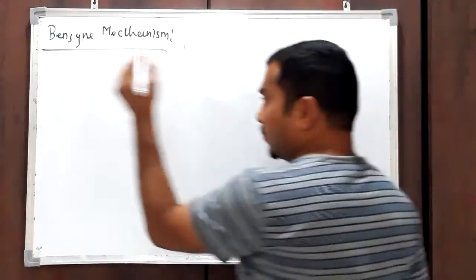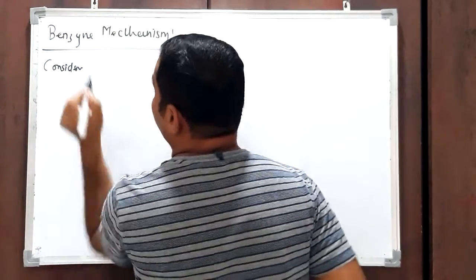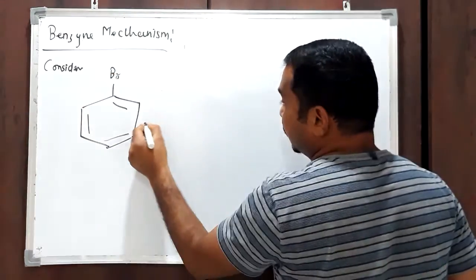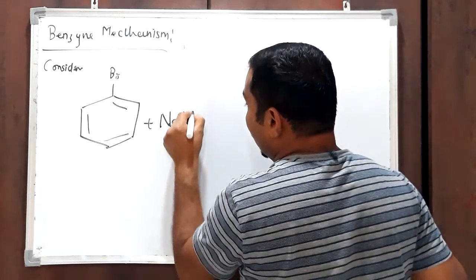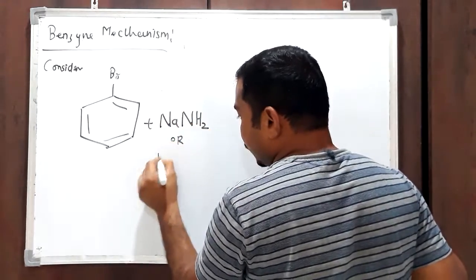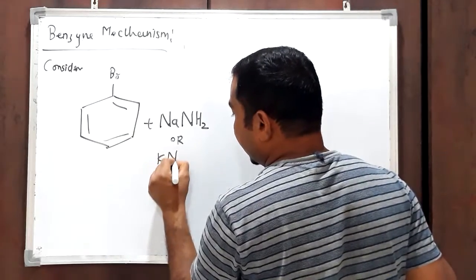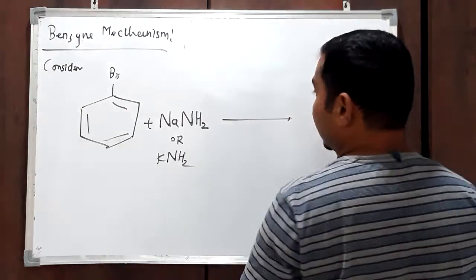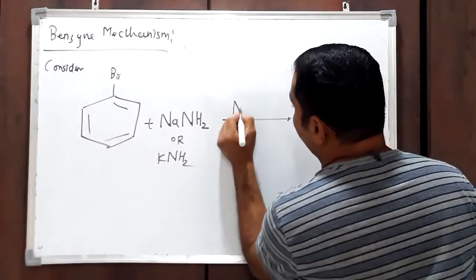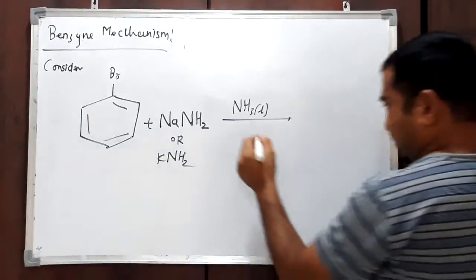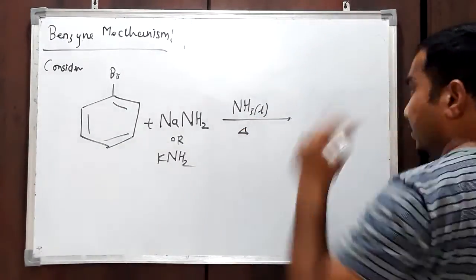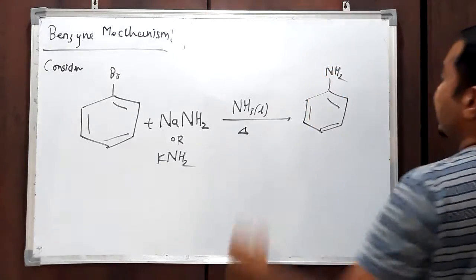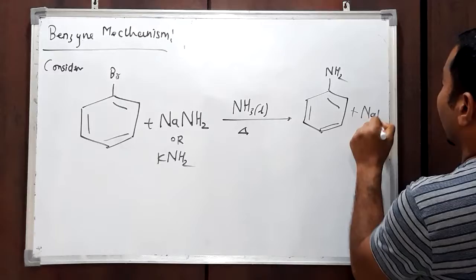Now see, consider one example. Consider the reaction of chlorobenzene or bromobenzene when treated with sodium amide, sodamide, or we can take potassium amide, NaNH2, a conjugate base, in the presence of liquid ammonia at low temperature, giving the product where NH2 gets attached to the benzene ring, and NaBr.